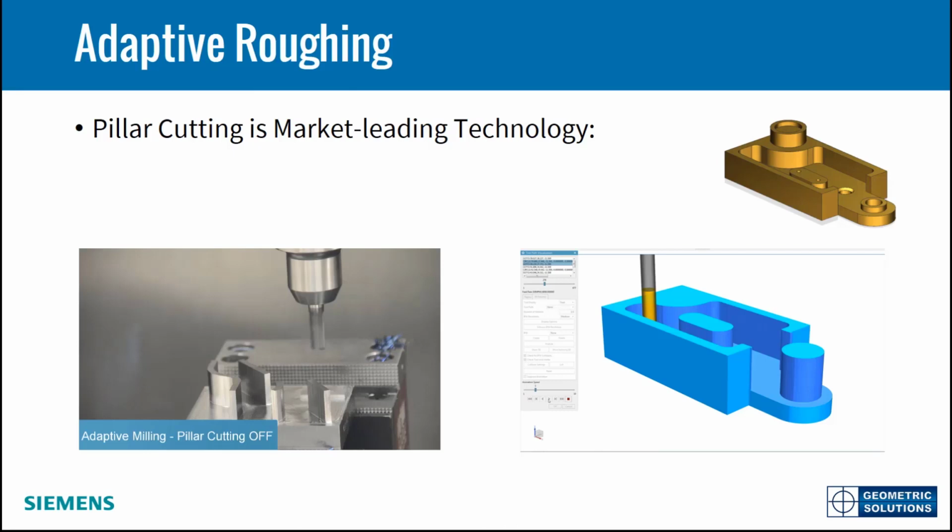Siemens offers the ability to use this pillar cutting technology, so you can turn it on or off. Now let's actually see what it looks like. So we're going to look at the video on the right. So the same kind of thing. It's cutting around the part till it gets to a small level, and then it does these helical cuts from top to bottom.